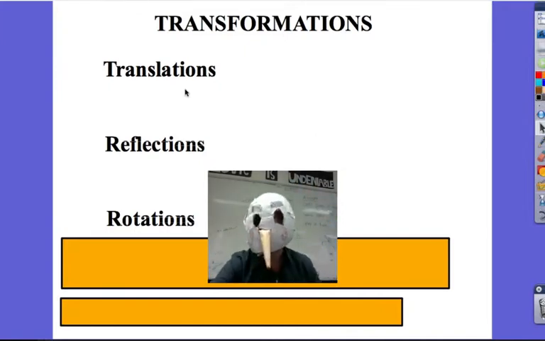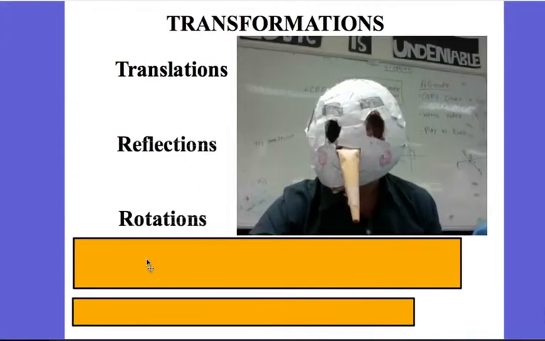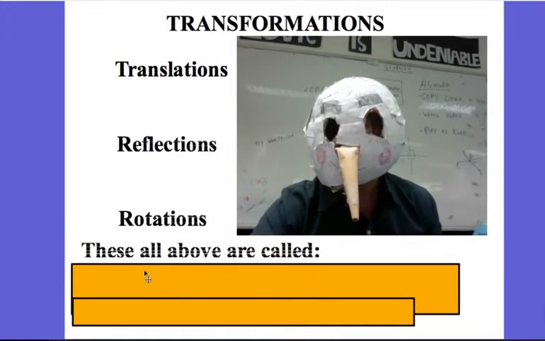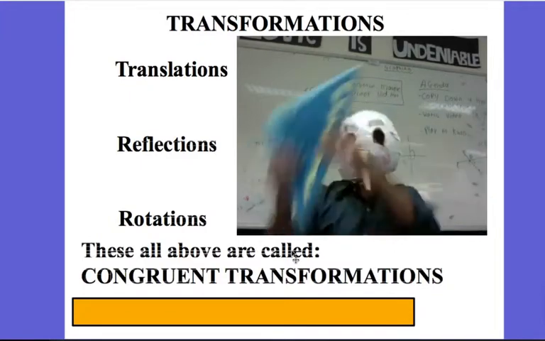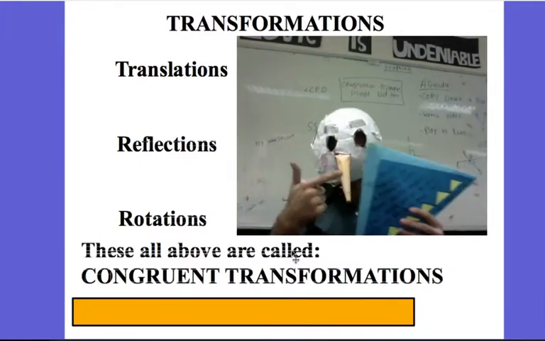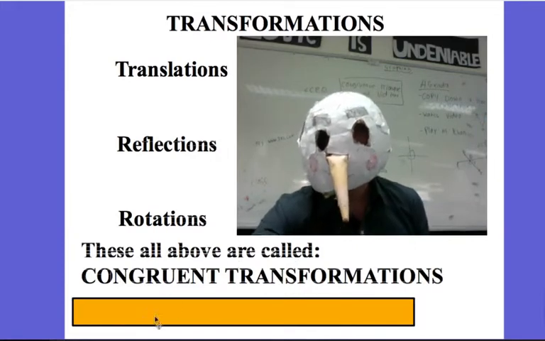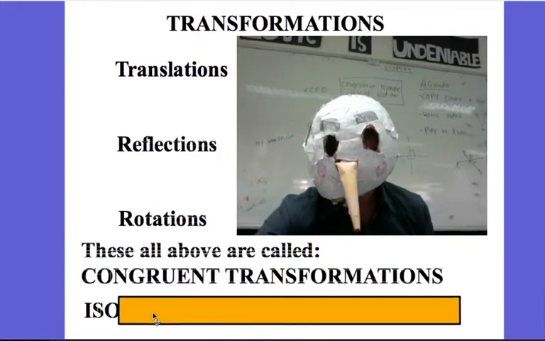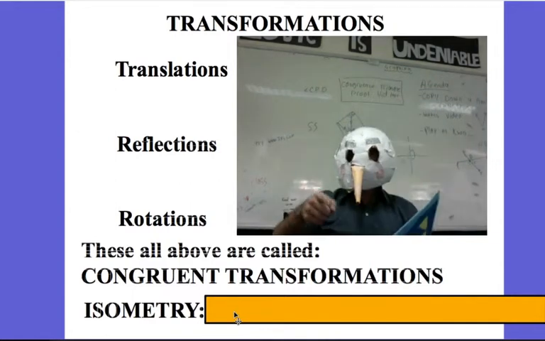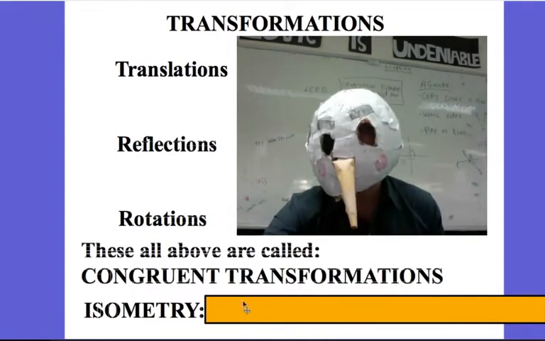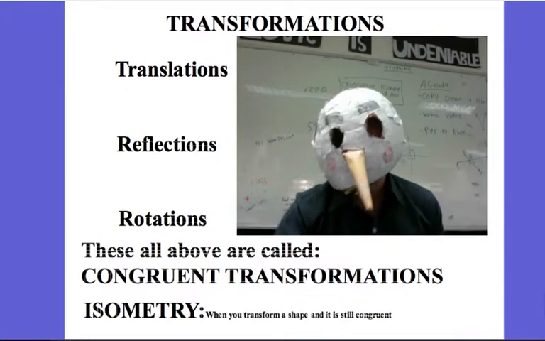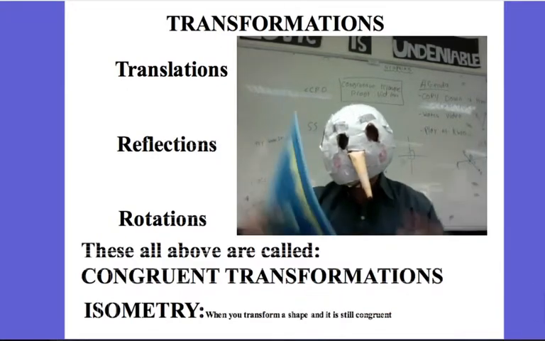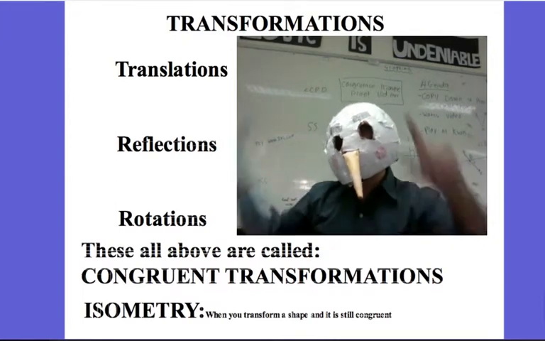Now, what's special about all this is that they are all going to be congruent. These are all going to be congruent transformations. So translations, reflections, rotations are all congruent transformations. Doesn't matter what I do to it, this shape is still congruent. Okay, also we know that they have isometry. And what is isometry? That means that they're congruent transformations. We know that when you transform a shape, it is still congruent. There you go, transformations. Now let's get a little bit more into all these transformations and what they are.